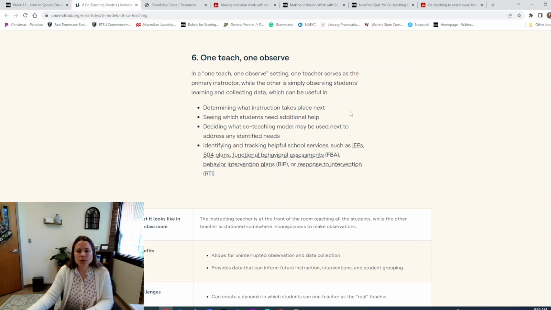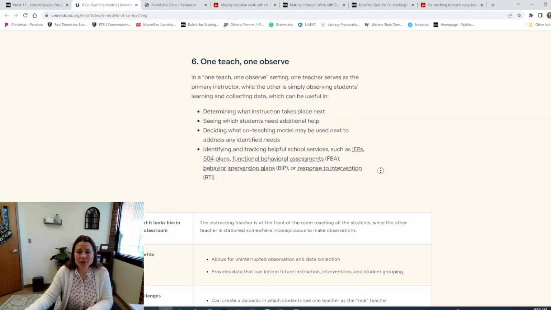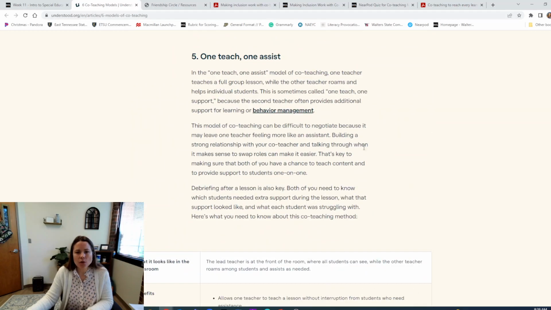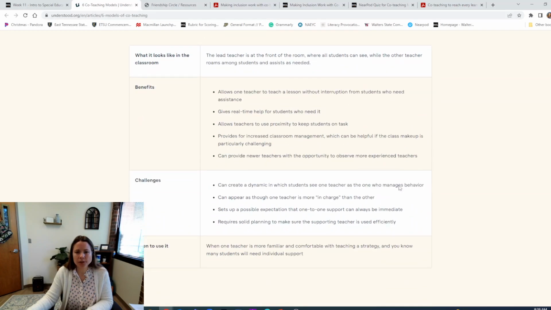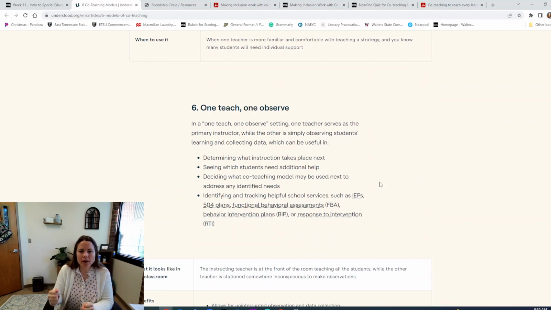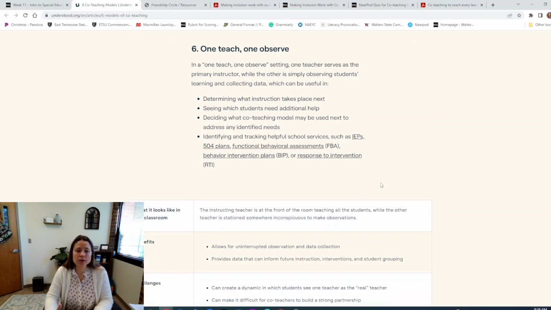On one teach, one observe, you are strictly observing, right? So you really aren't playing that support role. So one teacher is the primary instructor during this time. The other one's collecting data. Now I mentioned you can collect data up here, but the sole focus of this one is to really support that learning or behavior. So when you're doing solely observations, those indirect observations and collecting data, or if say you are doing a direct observation, so say you're conducting the ABC analysis, this would be a great time to use this strategy.